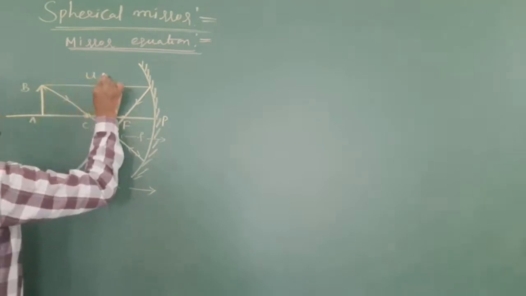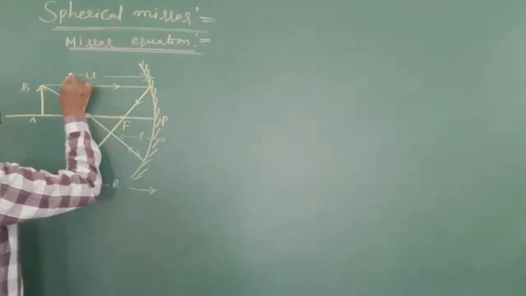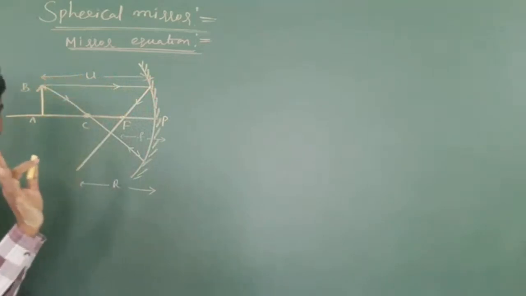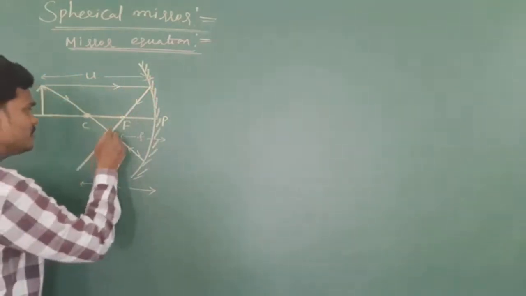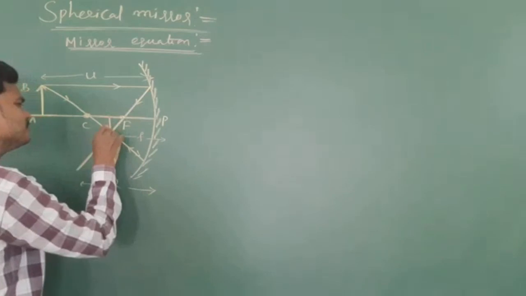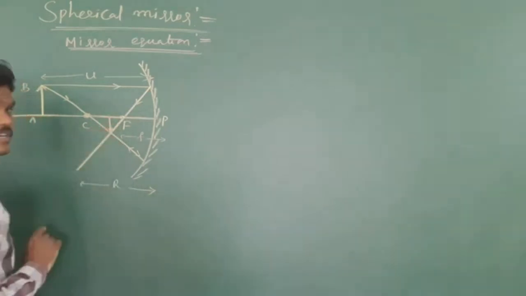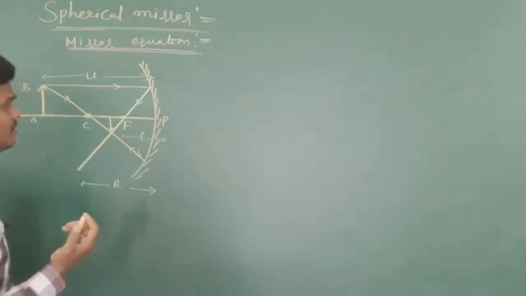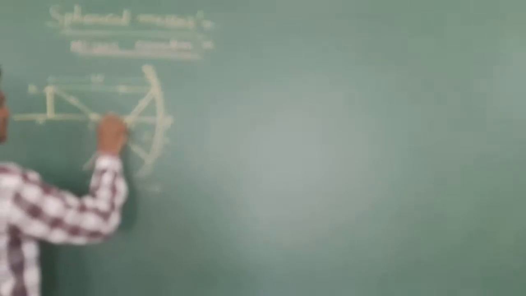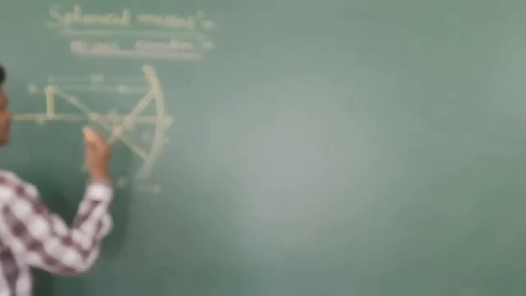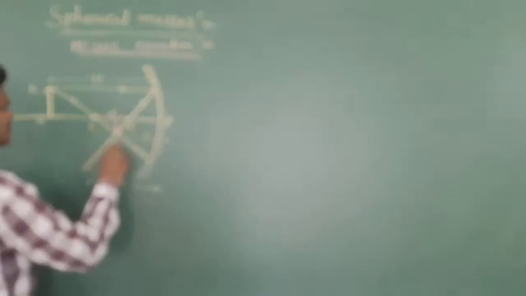Object distance, let me take U. From the pole, all the distances are measured from the pole, and here an inverted image is formed. Okay, an inverted image will be formed. Let me take this as A dash, B dash. The diagram is still very small, but no problem, try to adjust it.